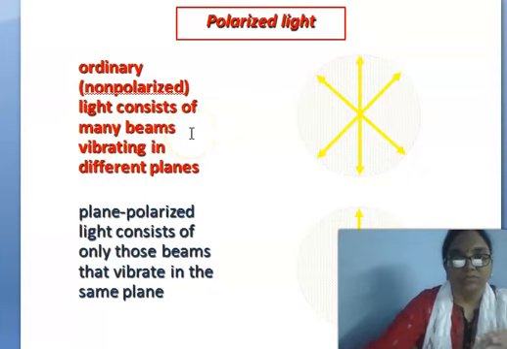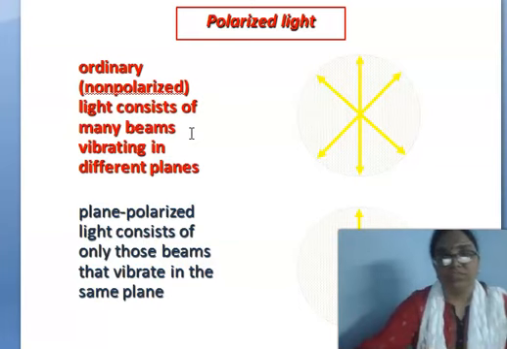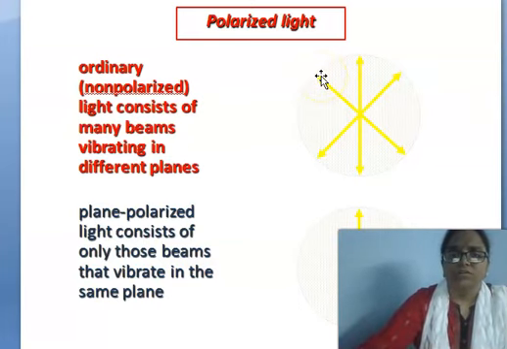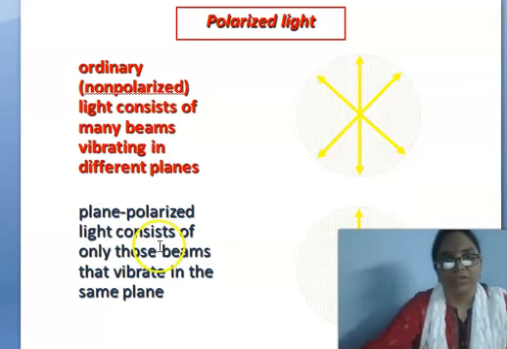this is plane polarized light. First of all, we should understand the phenomenon of polarization of light to explain the concept of optical isomerism. Non-polarized light is ordinary light, consisting of waves vibrating in all directions, whereas plane polarized light consists of waves vibrating in only one plane.